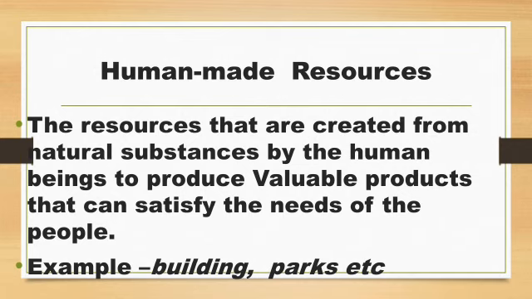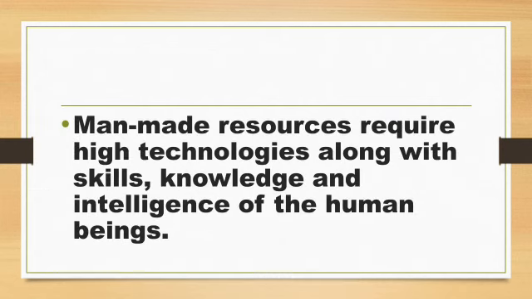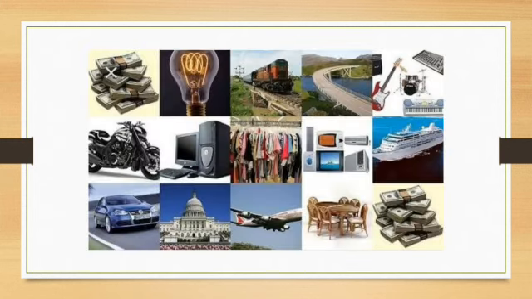Examples are buildings, railways, roads, airports, communication towers, advanced machinery, furniture, automobiles. These all are man-made resources. Man-made resources require high technology along with the skills, knowledge and intelligence of human beings. Yes, these all are examples of the natural resources which are converted by the human.